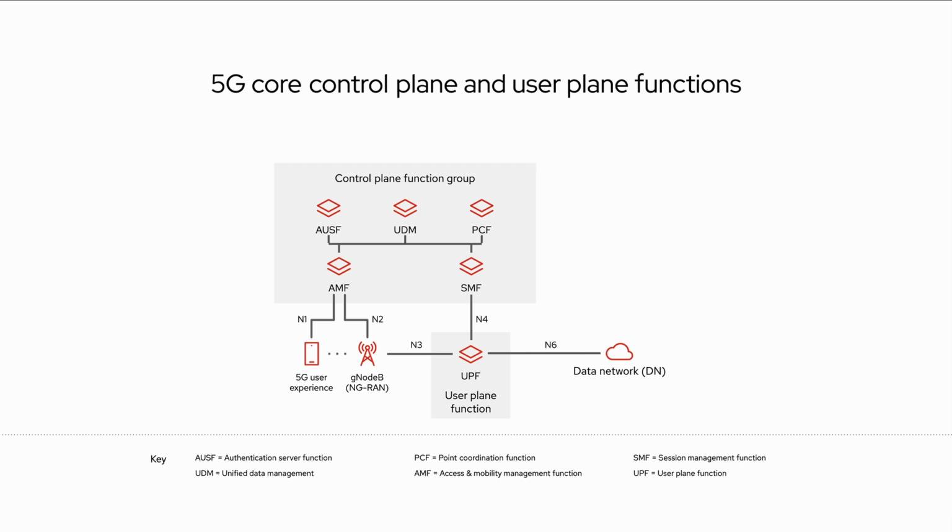The 5G core has a collection of network functions grouped as what we call control plane and also user plane functions. The user plane function performs packet routing and also forwarding between a service provider's network and the internet. The control plane functions handle authentication, registration, and also the overall signaling between devices in the core network. Let's see how the 5G core is deployed.